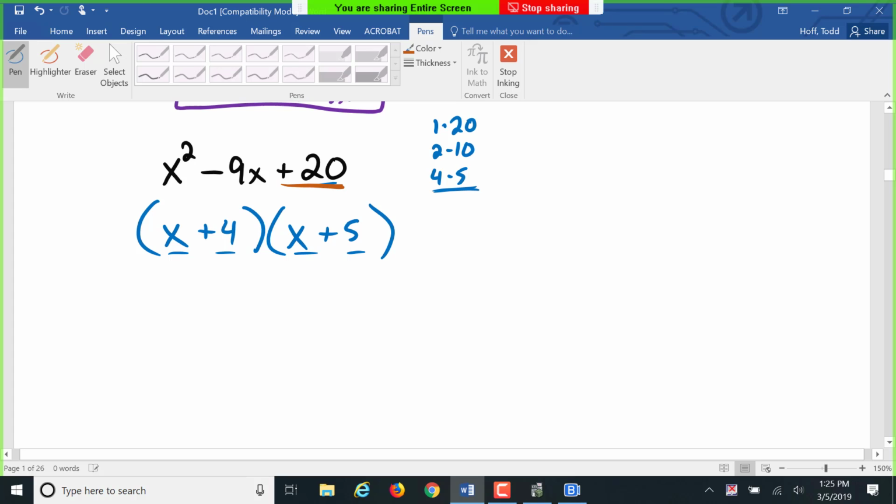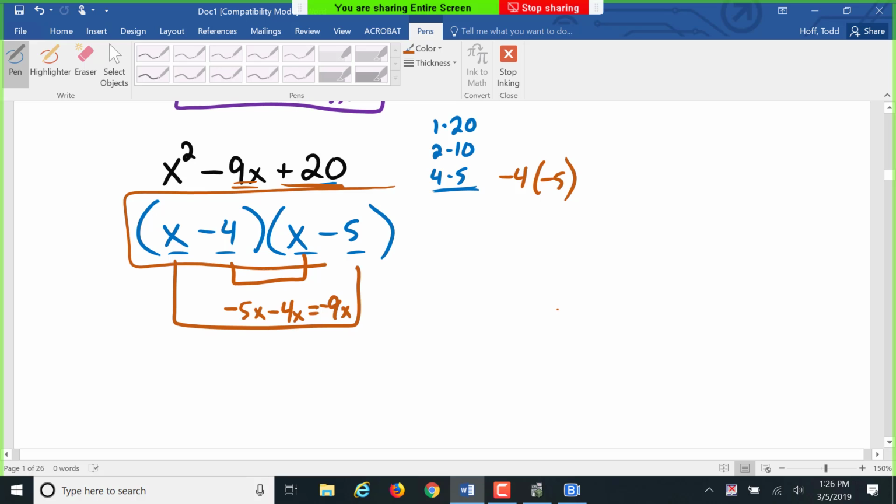Well, this is a positive 20, but to multiply to make a positive 20, we could have positive 4 times positive 5, or we could have had negative 4 times negative 5. Let's try that. Make that a negative 5 and a negative 4. Now on the outside, x times negative 5 is negative 5x. And on the inside, negative 4 times x is negative 4x. And that adds up to make negative 9x, which is what we wanted. So those negatives can affect us in a couple of different ways.